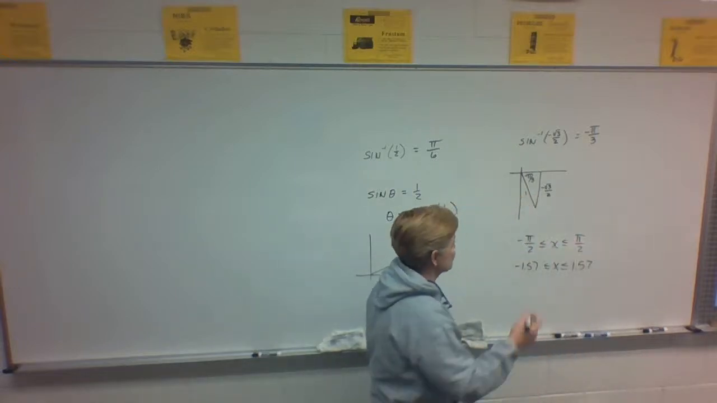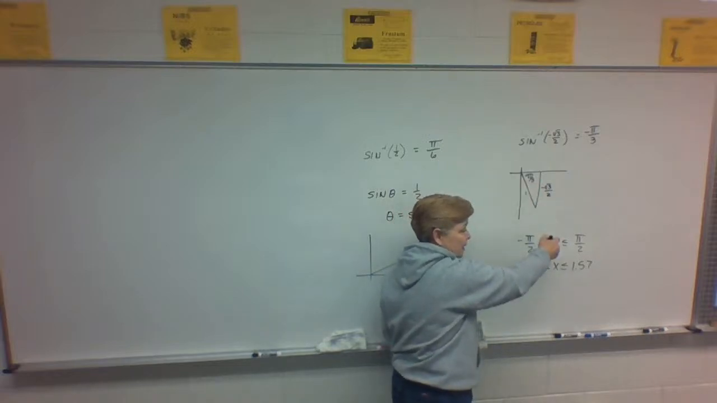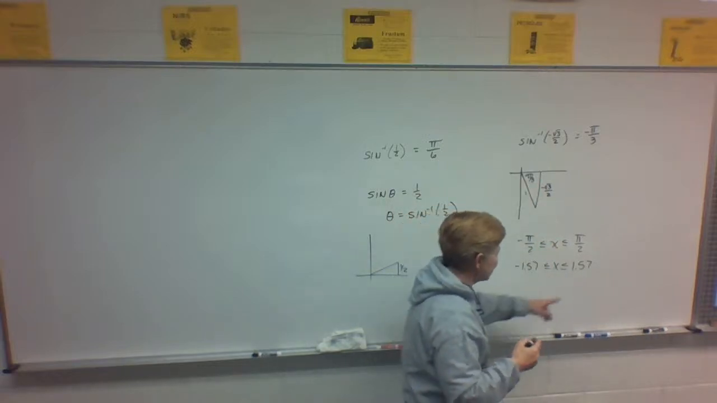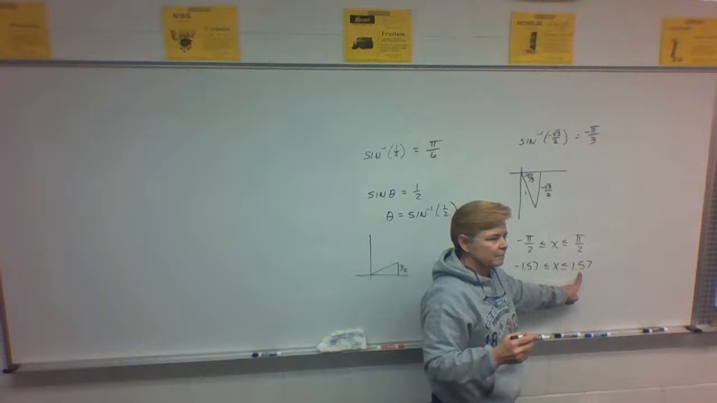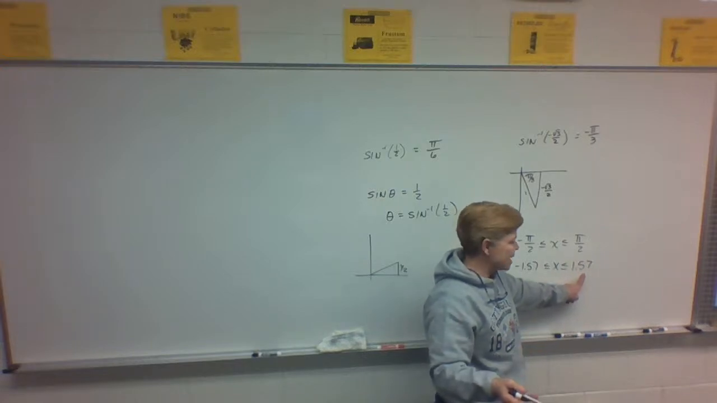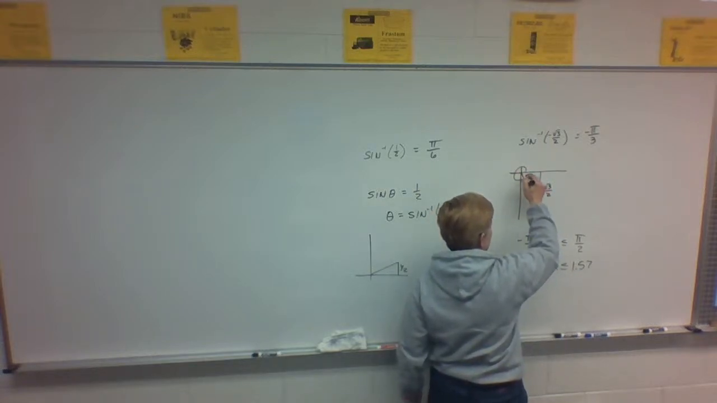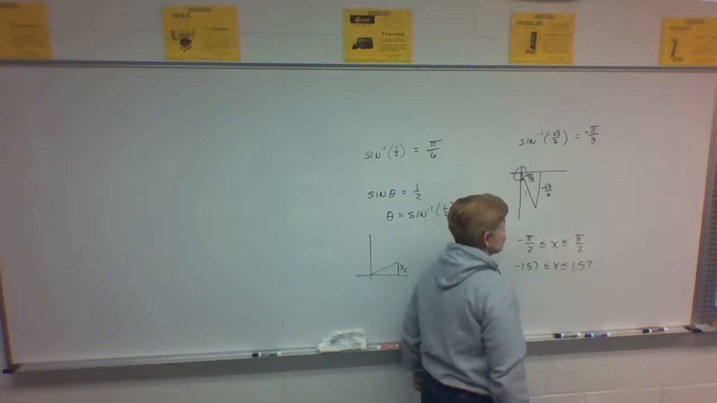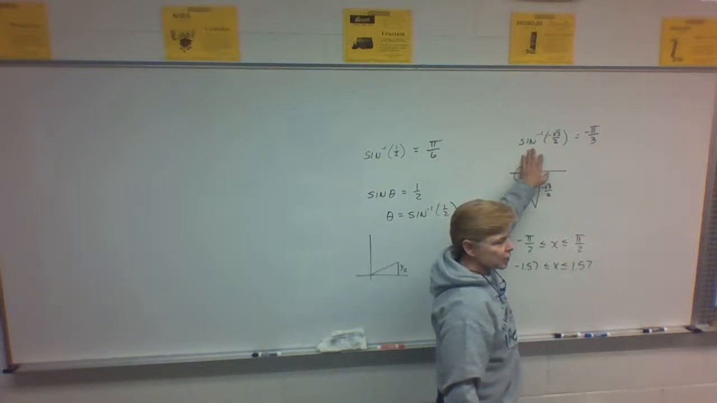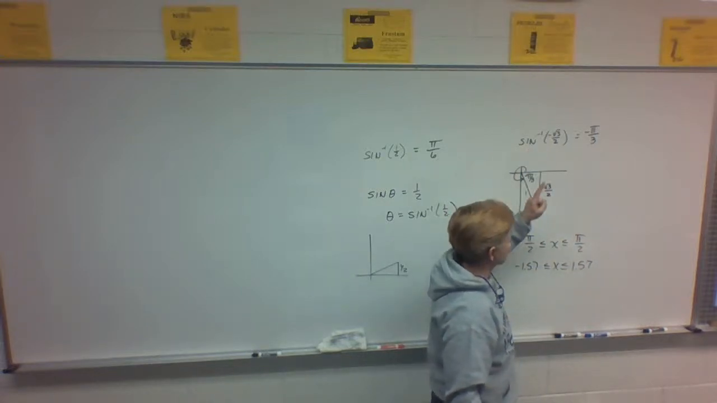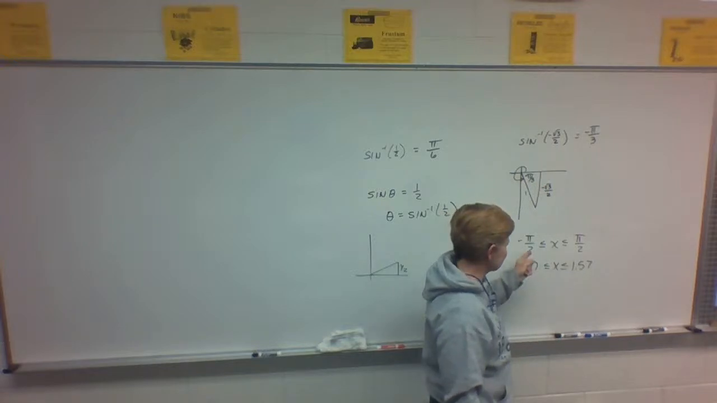5 pi thirds, which is coterminal with that, is way bigger than this. It's right around 5 point something. Way bigger than this. So you cannot name this angle with this positive one right here because you're outside the range of acceptable angles when you're using inverse sine. We can only call this negative pi thirds, and that is in between these two.